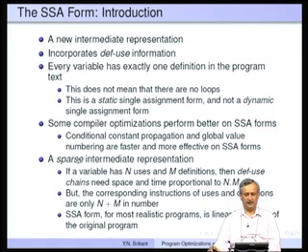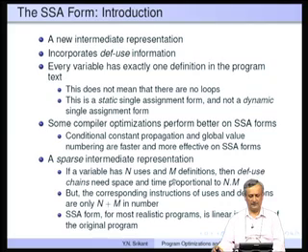SSA forms are also known as sparse intermediate representations. Why are they called sparse? If a variable has n uses and m definitions, then the def use chains require space and time proportional to n into m. This is fairly well known. So, you have m definitions and n uses. There may be intertwining among these definitions and uses, so you will possibly require n into m amount of space and time to consider these def use chains.